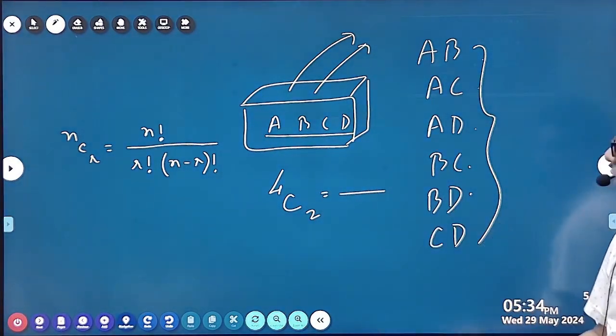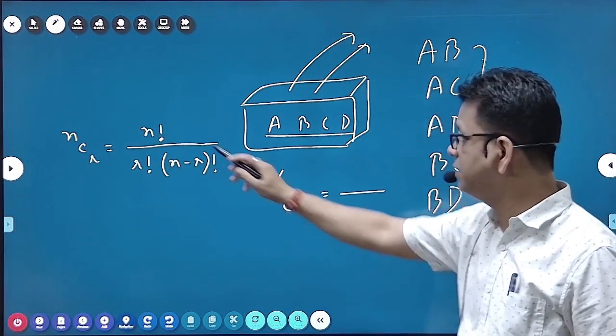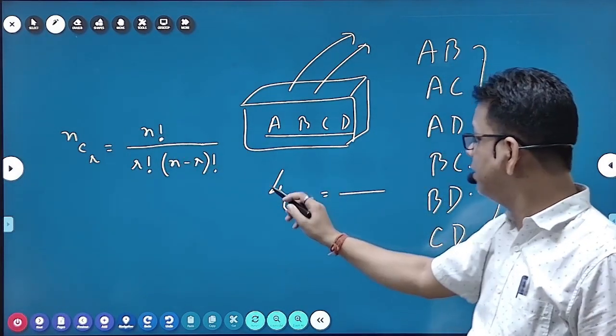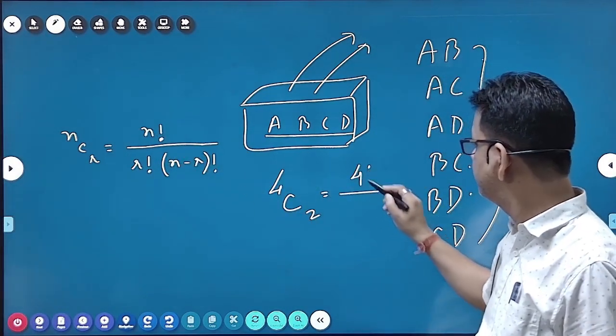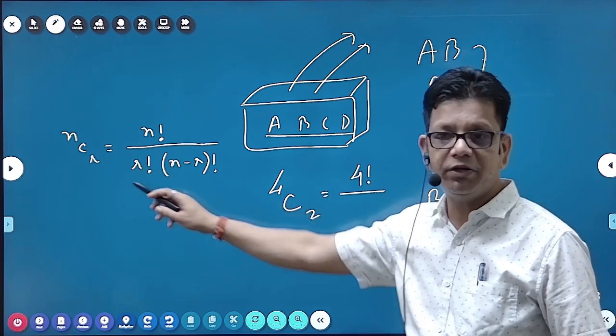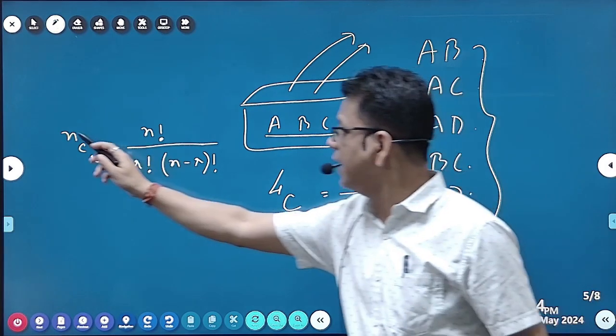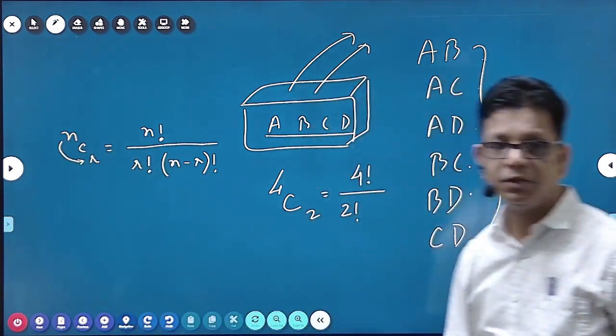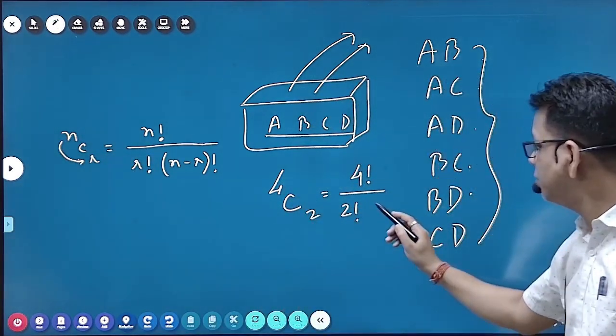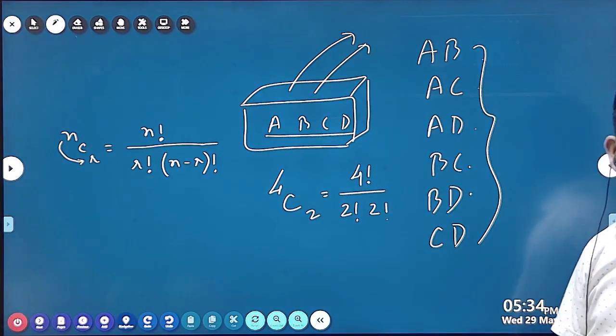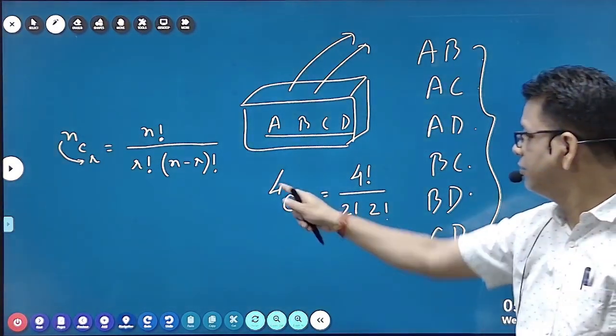See, the rule is N factorial. This symbol is called factorial. N means the upper number, so 4 factorial, divided by R factorial. R means the lower number, 2 factorial. Then N minus R, so 4 minus 2, how much? 2 factorial. So I did 4 minus 2 directly.